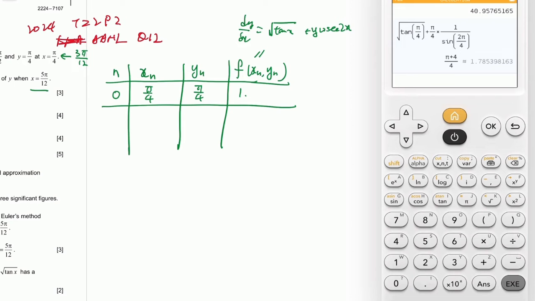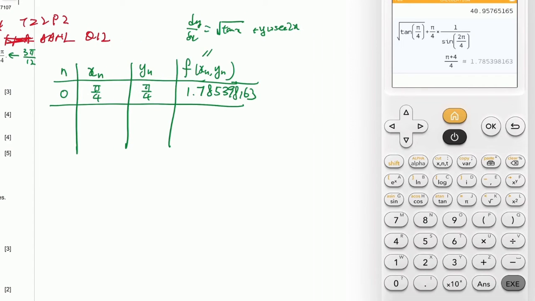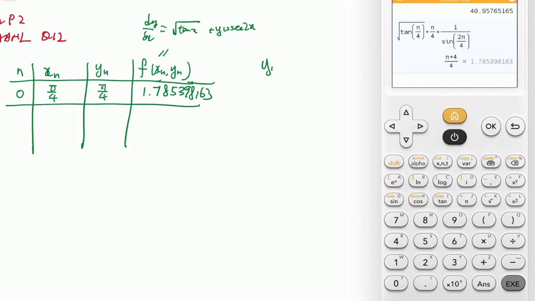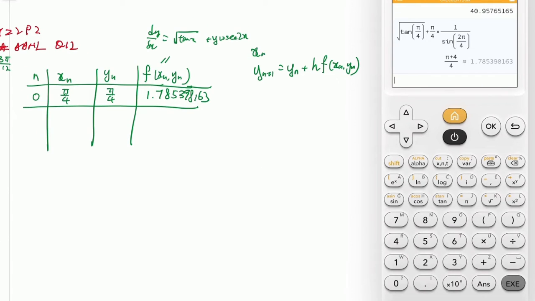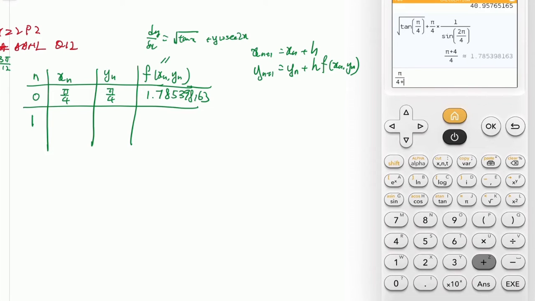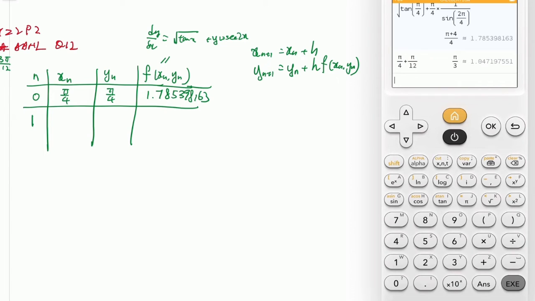So it's 1.78. Use the most decimal places possible. And then we need the formula for the Euler method. I think it's provided in the formula booklet. It's something like y(n+1) equals yn plus h times f(xn, yn), and x(n+1) is simply xn plus h. So the first step, we have pi over 4 plus pi over 12, pi over 12 is h. Oh, pi over 3.